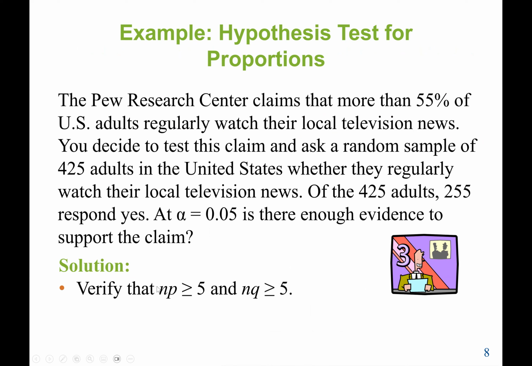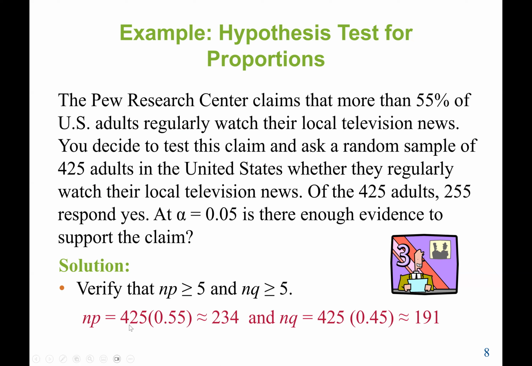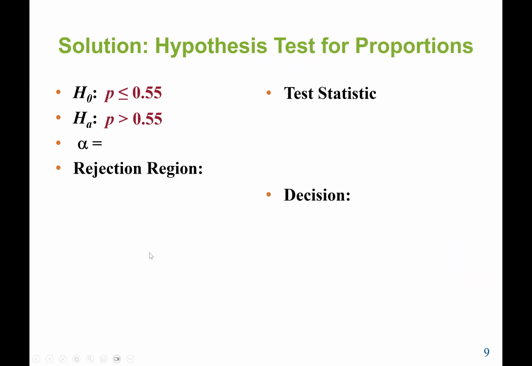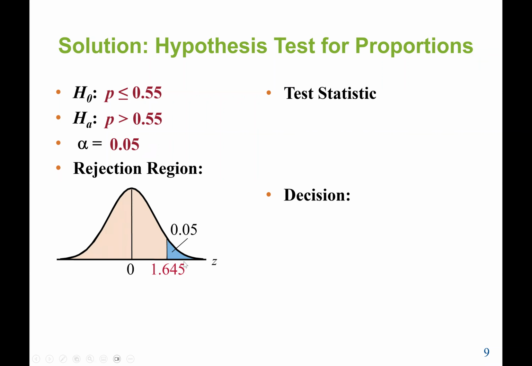So the same thing first, we need to verify that NP and NQ are greater than or equal to 5. Then next we find the NP, 234, and the NQ, 191. Then we state our H0 and HA. Remember, they said greater than 0.55. So H0 is P is less than or equal to 0.55, which means HA will be greater than 0.55. We have our alpha to be 0.05. So we can find the Z.